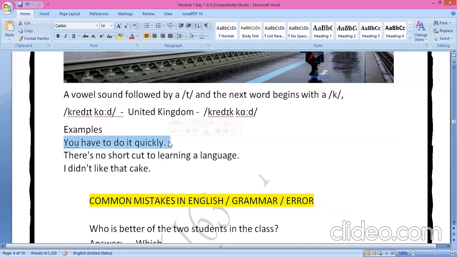Monica, yeah, can you just read it out? You have to do it quickly. Yeah, do it quickly. Good. There is no shortcut learning. Yeah, shortcut. That's right. There's no shortcut. I didn't like that cake. That cake. Good. Good. Great.